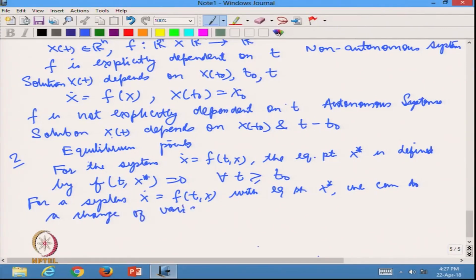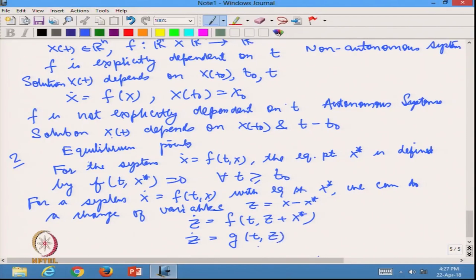And convert this system into a system where the equilibrium point is the origin. So, we can consider z as a new variable which is denoted by x minus x star, and then we can write down z dot as f of t comma z plus x star, and then we can further write this as z dot as some function g of t comma z, right.